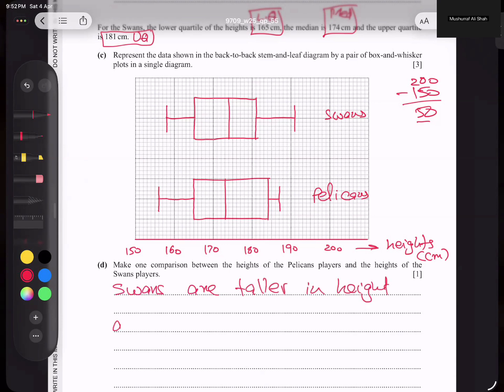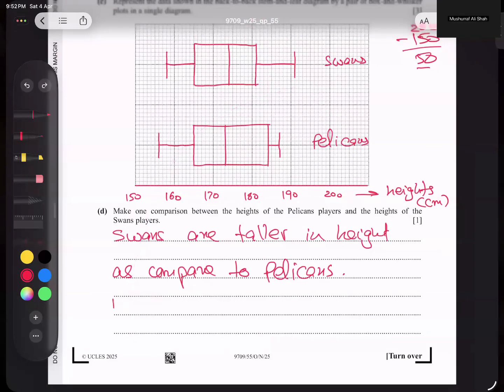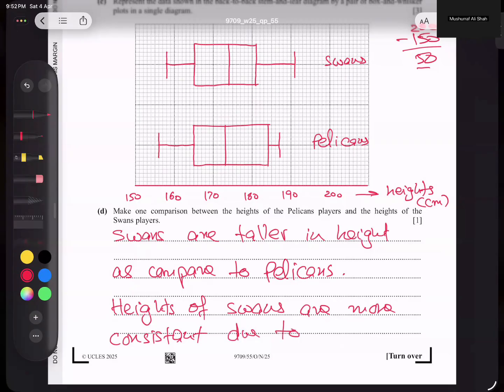As compared to pelicans. Number one. And number two, students, these are very clear. And we can say the heights of swans are more consistent, due to small interquartile value, small IQ value. So I hope the concept is very clear. Okay, and the question is completed.